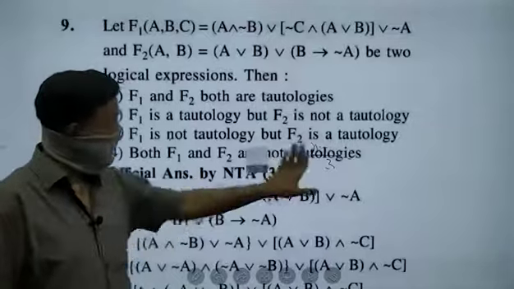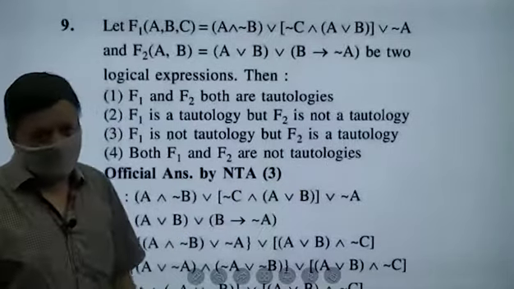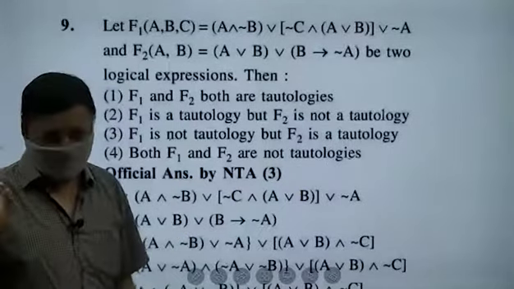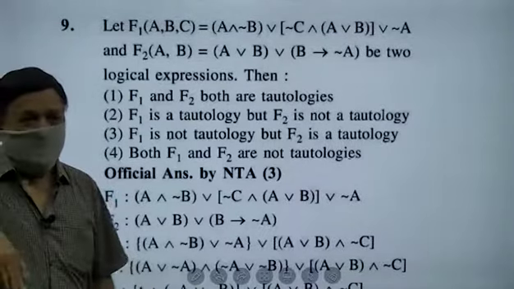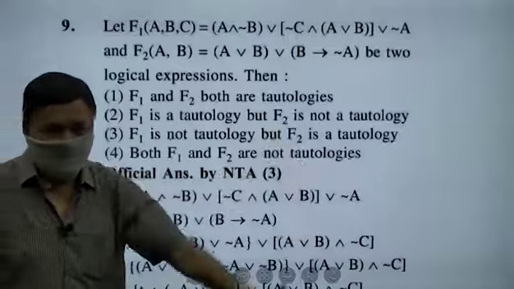See here, writing truth tables. Here you have to verify tautology. Tautology means, all of you know how to verify. You have to write the truth table. The last column should always be true.